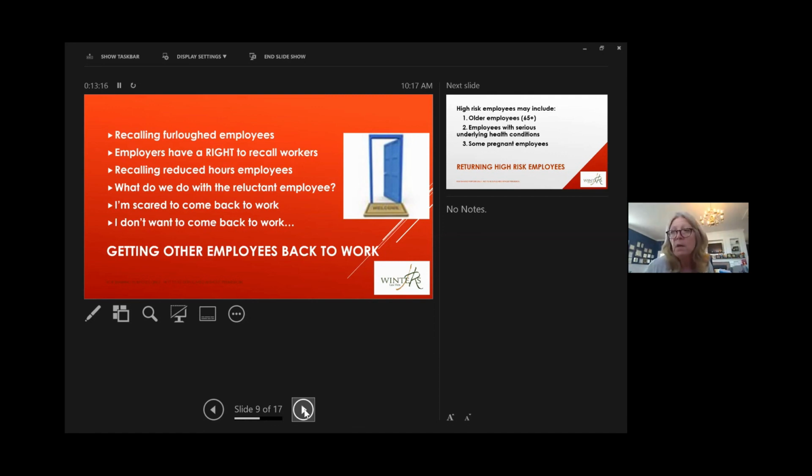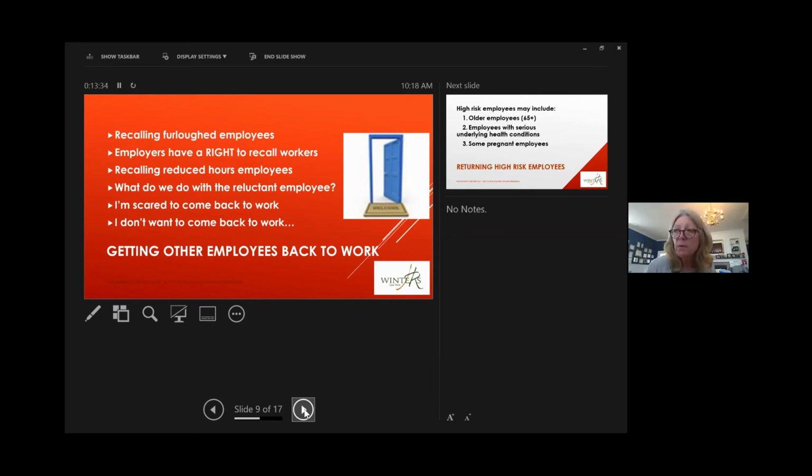Keep in mind that state maximums change. So for example, the Commonwealth of Massachusetts, their maximum is $823. So with the federal supplement, that's $1,423 a week. And so we're gonna have a challenge having folks come back.